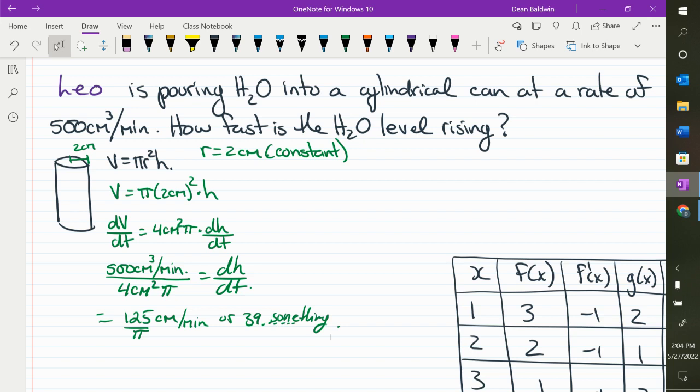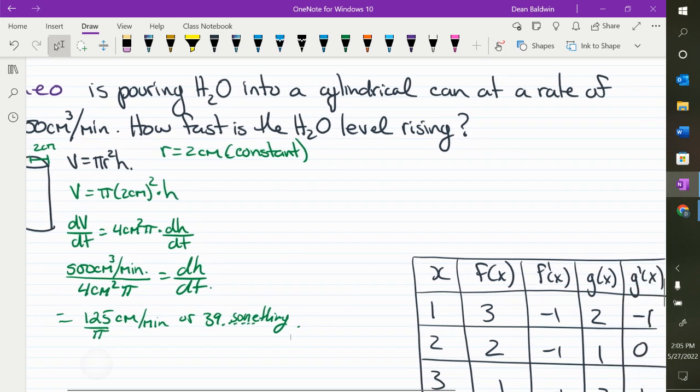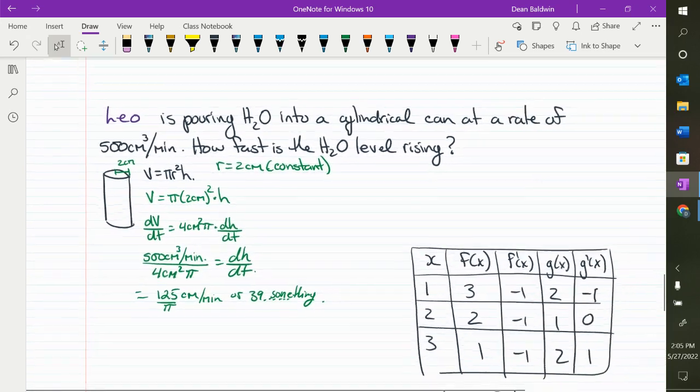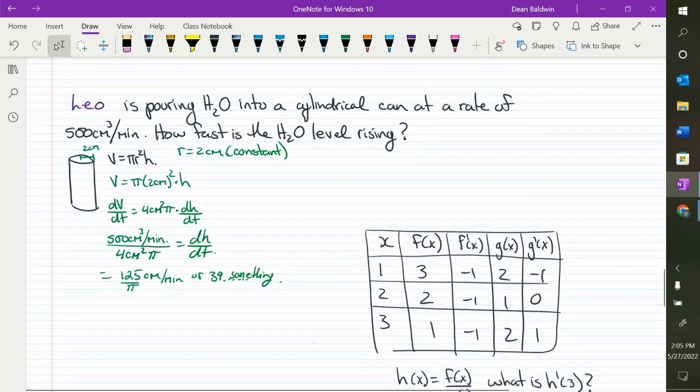Wait. What? You don't need the height because it's changing. You're trying to find the height. Well, you know what? This is like the most dopey my brain is just.